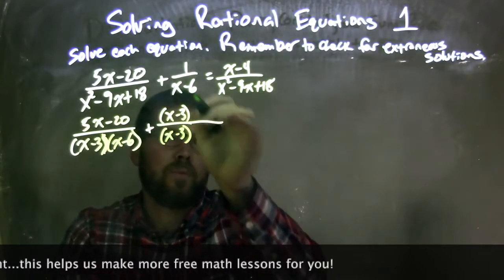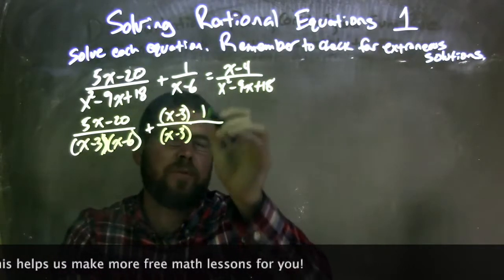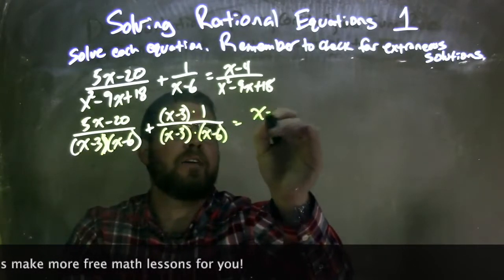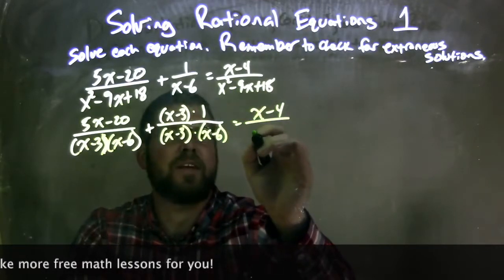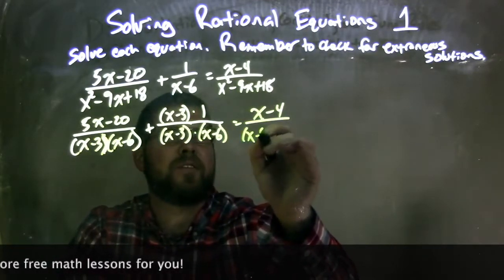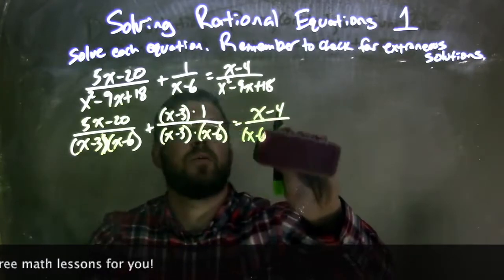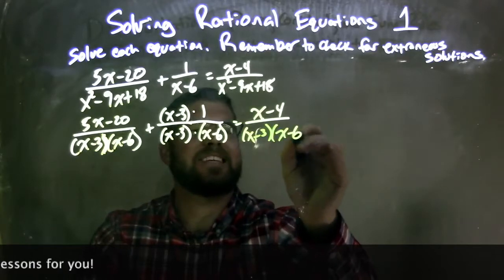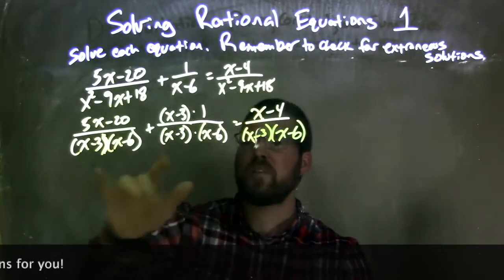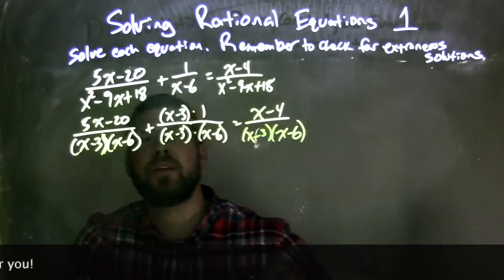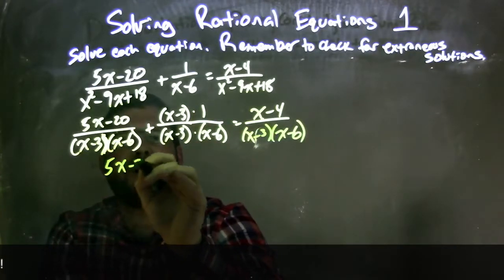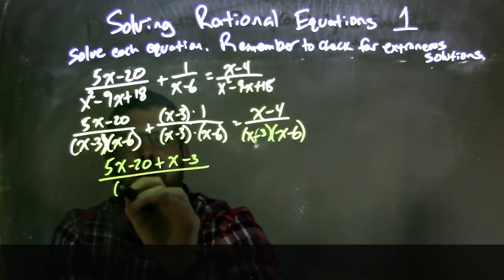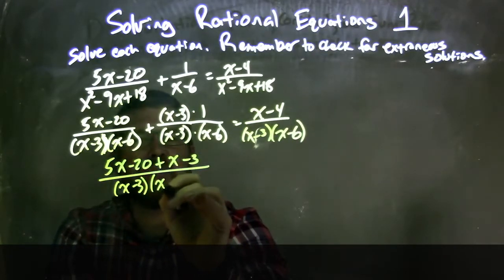And then we're left with what's been done. There's a 1 up here. We can write that 1 times 1 times x minus 6. What was left there, same base, equals x minus 4 over, factor out that denominator, which is x minus 3, right, which we already did, x minus 3 times x minus 6. Okay. So now that we have the same base, I can combine the two, the numerator and the denominator. So now I have 5x minus 20 plus x minus 3 over the denominator, x minus 3 times x minus 6.